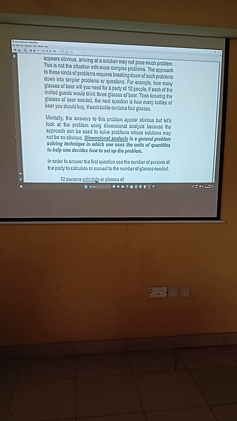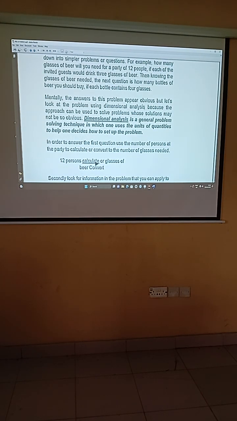Alright, if you consider this question, you will see that there's a little analysis that needs to be done. Because the example said you should plan for 12 people in a party, the number of beer they are to drink. How will you know the number of bottles to buy if each person is supposed to drink 3 glasses of beer and a bottle contains 4 glasses of beer? That's just what they are trying to ask here.